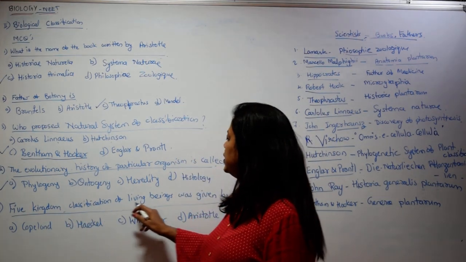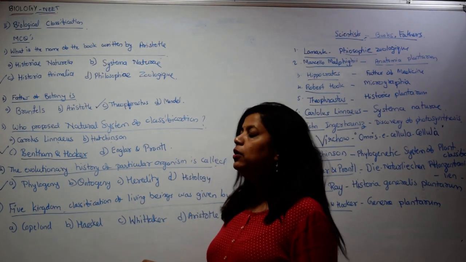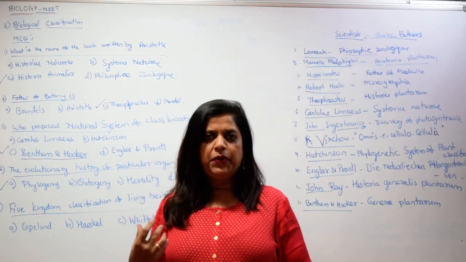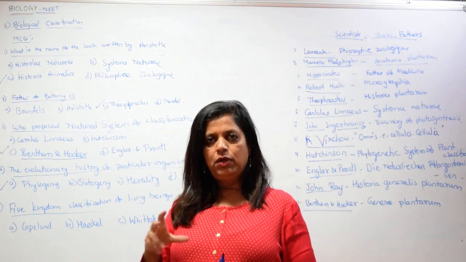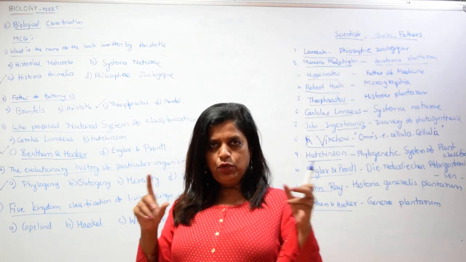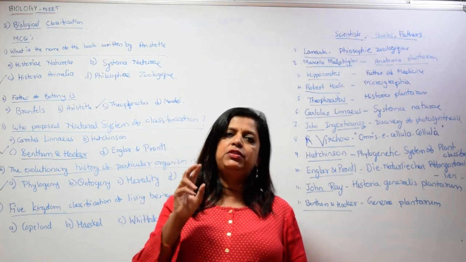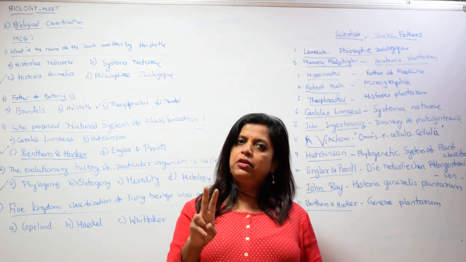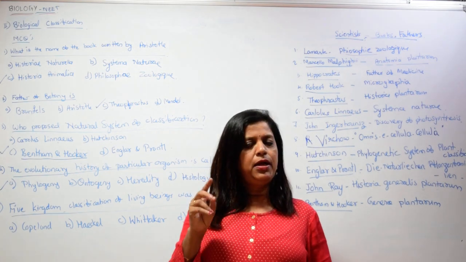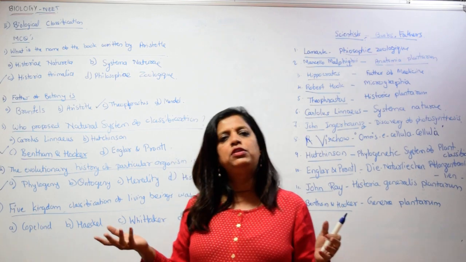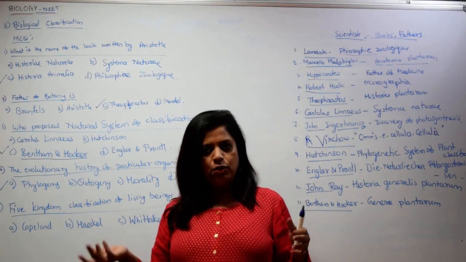The 5 kingdom classification of living beings was given by... So this is the last question I am discussing in this unit, the second unit of the first module, which is about the kingdom classification. You know that the first 2 kingdom classification was given by Aristotle, who gave only Plantae and Animalia. Some are plants which photosynthesize; animals cannot synthesize their own food, they are all heterotrophs.